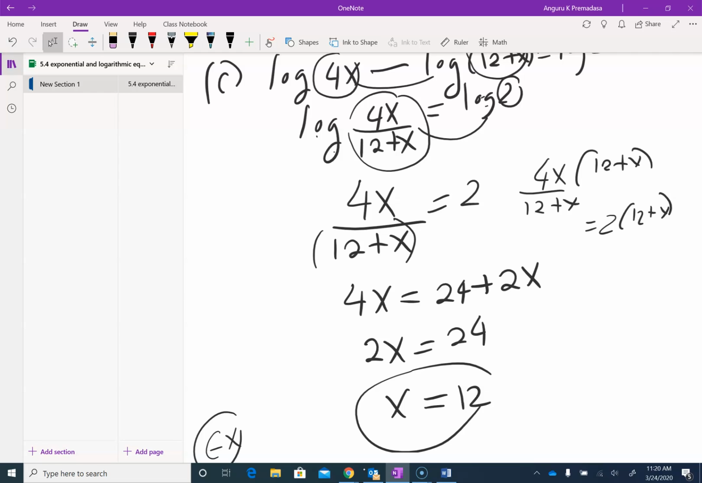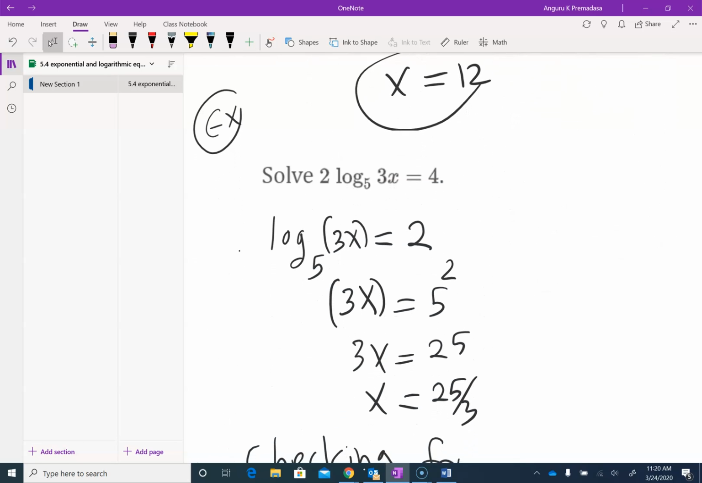And then this will cancel off. You get 4x. And 2 times 12 plus x will be 24 plus 2x. So we get that. And now we collect the x's together on one side. 2x equals 24 and then x equals 12.